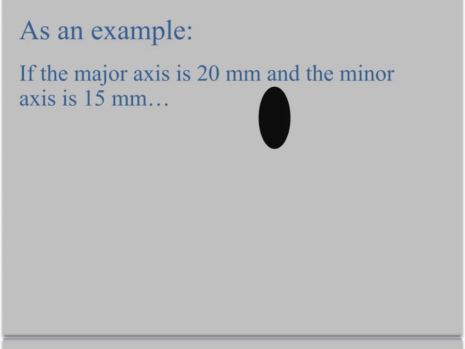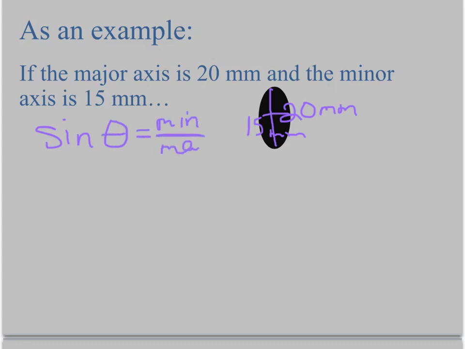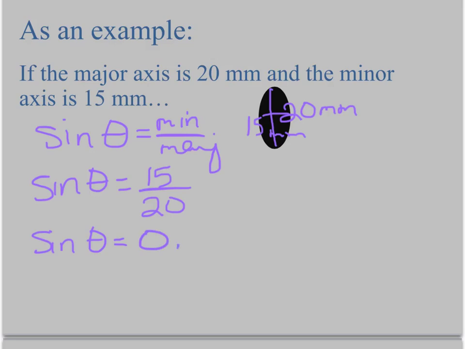Okay, so let's take a look. We know that the major axis is 20 millimeters. So here's our major axis, and that's 20 millimeters. And then we know that the minor axis is 15 millimeters. So we also know our equation, which we're always going to write down: sine of theta equals minor over major. And so the sine of theta is going to be equal to 15 over 20. We're going to do our math here, and so we know the sine of theta is going to be equal to 0.75.